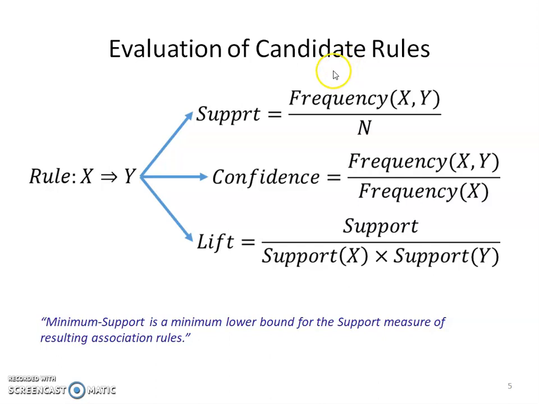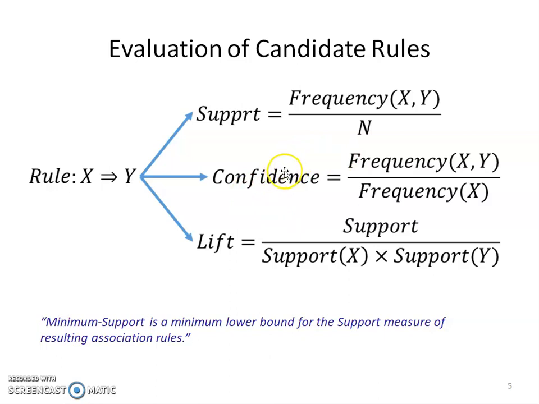For evaluating this candidate generation, you have three parameters: support, confidence, and lift. As I said earlier, support is the frequency of items divided by the total number of transactions, where n represents the total number of transactions. Confidence is nothing but the likelihood: if x occurs, then y also occurs. It is a kind of likelihood between the two entities.